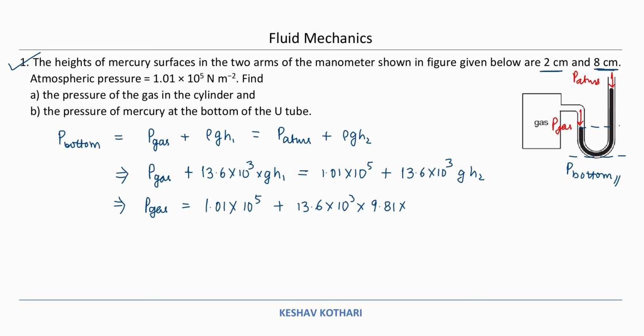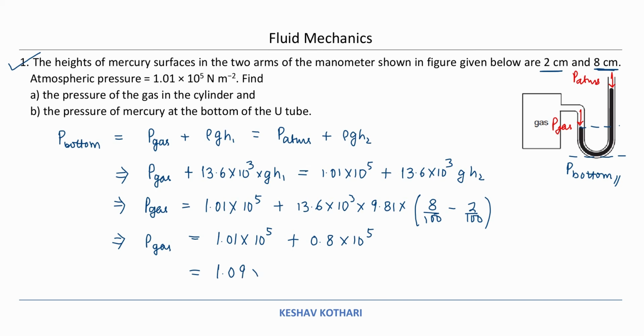So we can write 8 by 100 minus 2 by 100 in meter, and from here the pressure due to the gas is 1.01 × 10^5 plus this entire value, which when calculated turns out to be 0.8 × 10^5 Pascal. Hence the total value is 1.09 × 10^5 Pascal. So this is the pressure due to the gas in the cylinder.